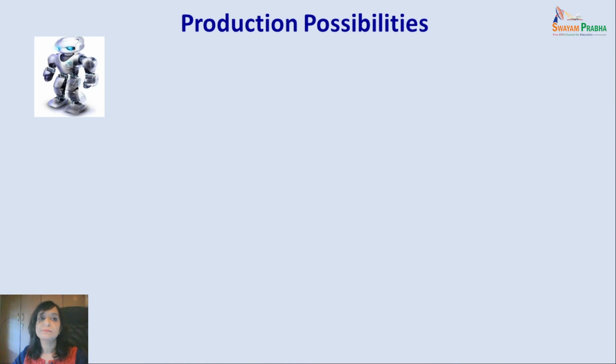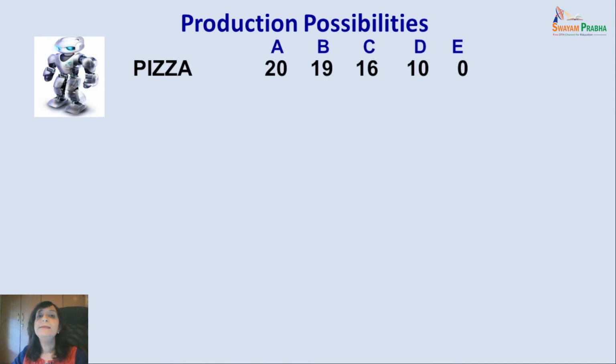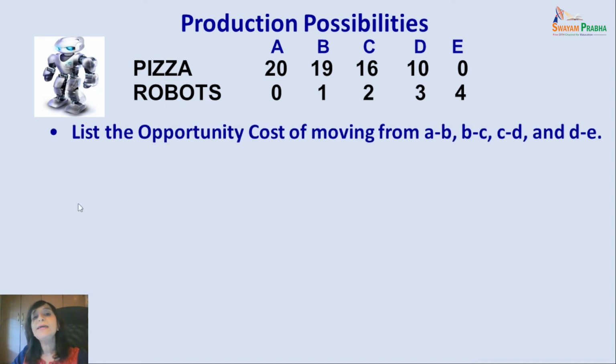Another example. Let us say again, the economy is producing pizza and robots. So two things are being produced, pizza and robots. We are seeing 5 different combinations of pizza and robots being produced. Do you see some difference between this and the previous example which we had taken? Again, I ask you to find the opportunity cost if we move from A to B, from B to C, from C to D and D to E. What is happening, learners, here?